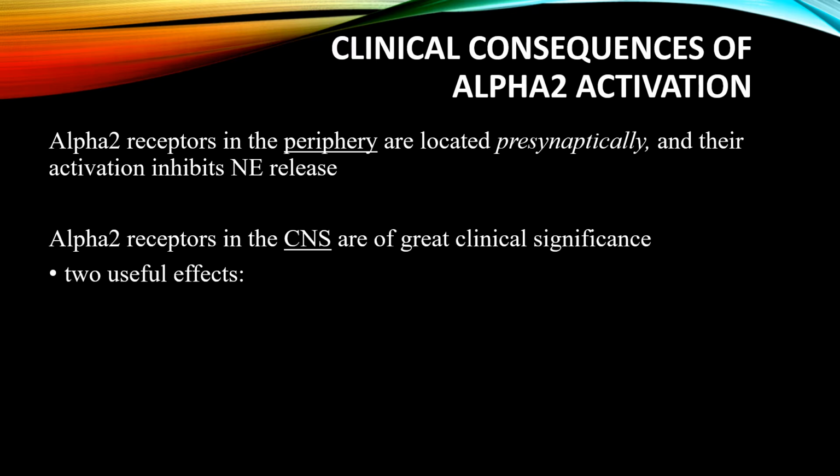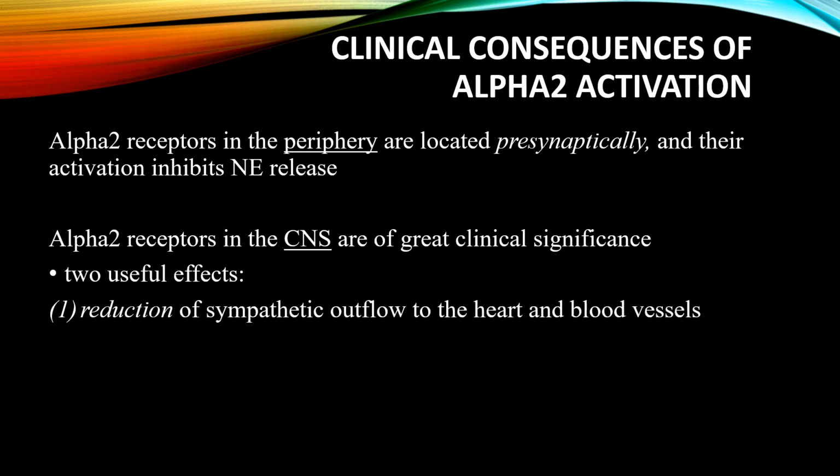So alpha-2 receptors in the CNS are of great clinical significance. We have two useful effects. First is the reduction of sympathetic outflow to the heart and blood vessels. Second will be the relief of severe pain. The central alpha-2 agonists used for the effects on the heart and the blood vessels, and the agents used to relieve pain, are discussed in the textbook.